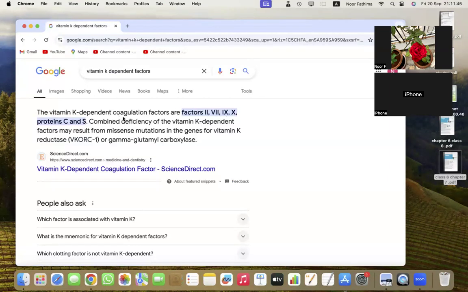The vitamin K-dependent coagulation factors are 2, 7, 9, and 10. And we also have to add protein C and S to it. Okay, 2, 7, 9, and 10, and protein C and S.